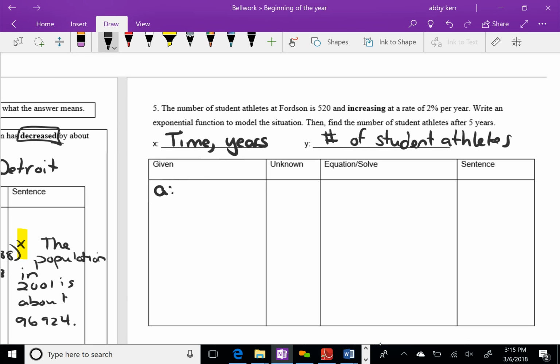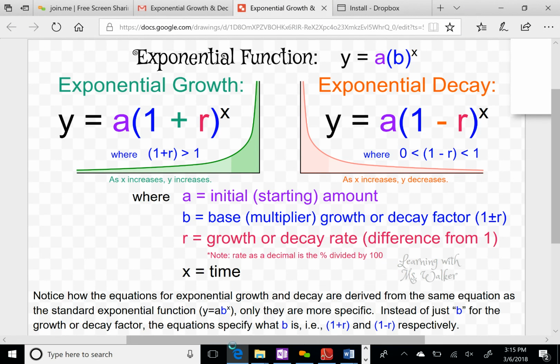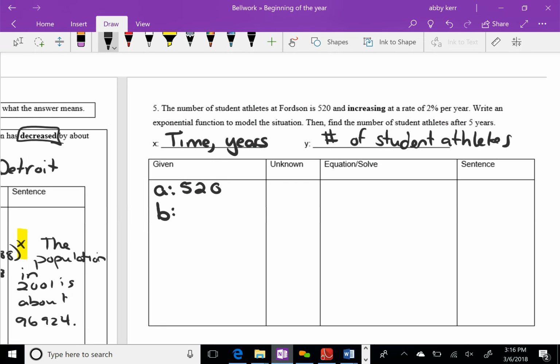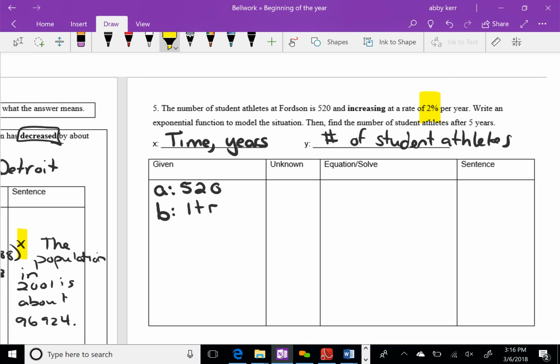So our A value they gave us was 520. That's our starting value. Now our B value, it says increasing. So you want to look back on your notes, and our increasing is the 1 plus R because it's growing. So you want to do the 1 plus R. But I don't give you the rate, I give you the percentage. So we have to change that percentage. To change the percentage, we divide by 100. And once you do that, that is your rate.